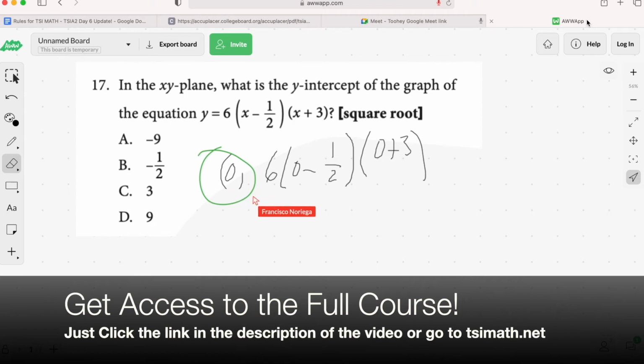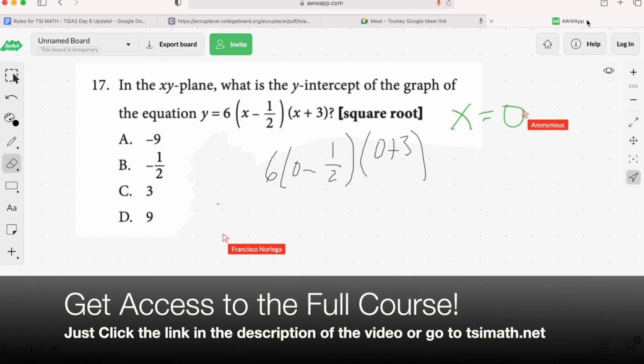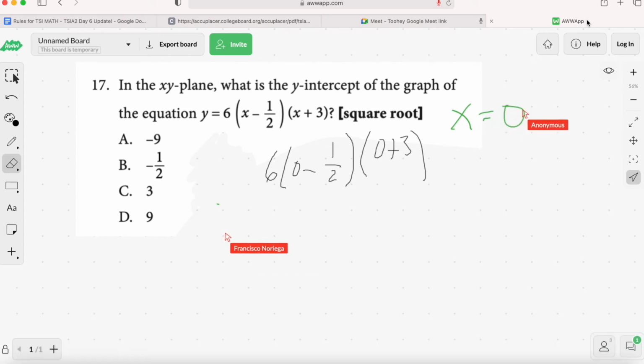You mind if I get rid of that because that's just kind of visually confusing? Yeah. Okay. I wasn't quite sure what was going on there. Here, let me make that really clear. I'll set x equals 0. There we go. But I would include the y, right? Because y equals. Yeah, there you go. Okay. 6 times 0 minus 1/2 times 0 plus 3. Okay, great.